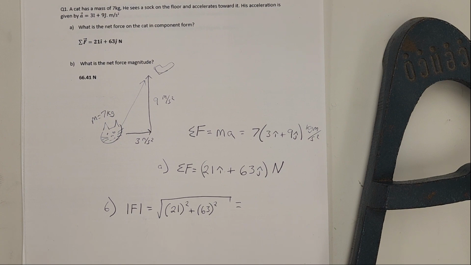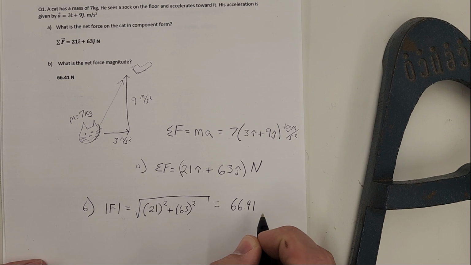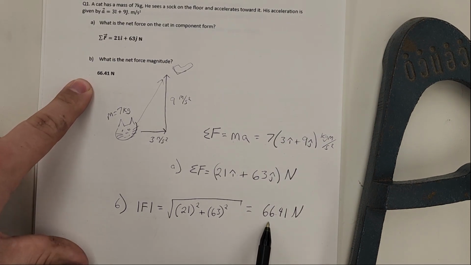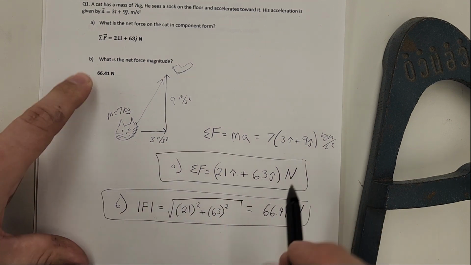Okay. And let me just do it out quick just to make sure. We'll do square root of 21 squared plus 63 squared, and we get an answer of 66.41 newtons, which is the answer that we got up here. So there's our answer for part B. That's how you do those ones.